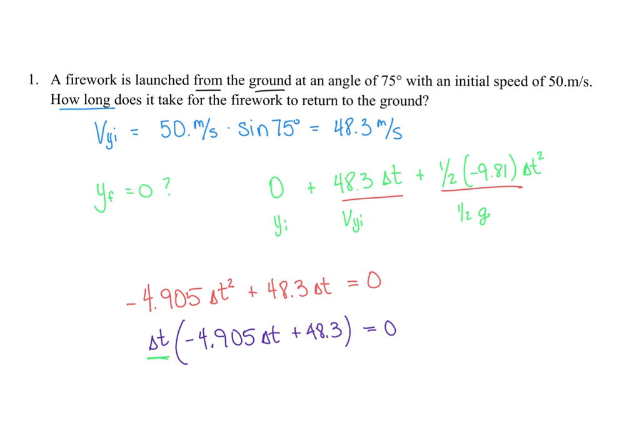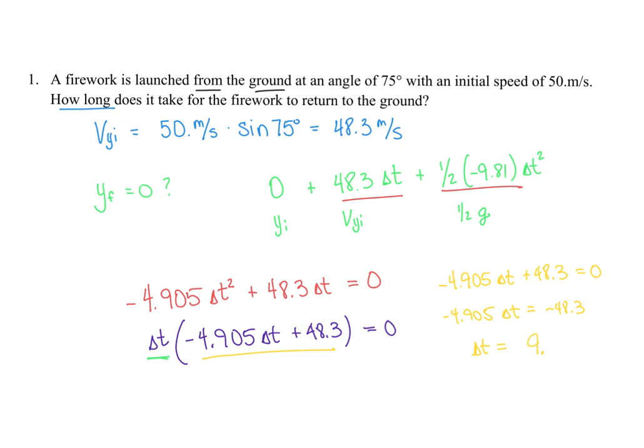So just like we would do in math class, we're going to take this and set it equal to 0. Negative 4.905 times time plus 48.3 equals 0. You're going to subtract the 48.3, and you are going to divide by the negative 4.905. What do you get? What do you get in two significant digits when you do that?